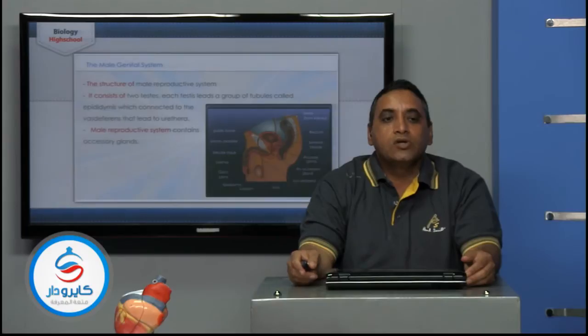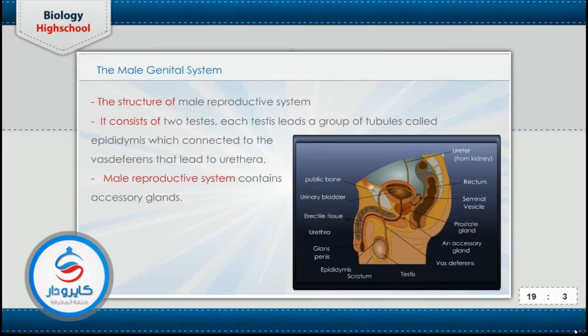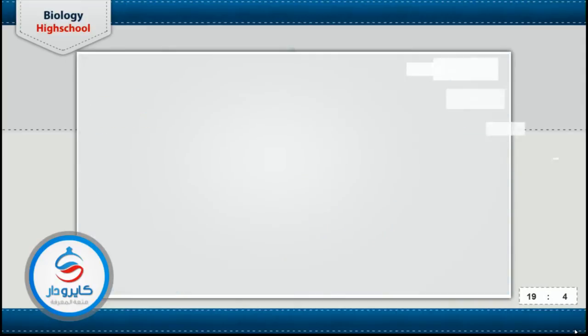What about the structure of the male reproductive system? The male reproductive system is responsible for the formation of male gametes and also the male hormones that are responsible for the appearance of the male secondary sexual characters. The male reproductive system consists of two testes, and each of them leads to a coiled tubule called the epididymis, which is connected with a tube called the vas deferens, which leads to the urethra or urinogenital duct. The male reproductive system also contains many accessory glands such as the seminal vesicle, prostate gland, and Cooper's glands.